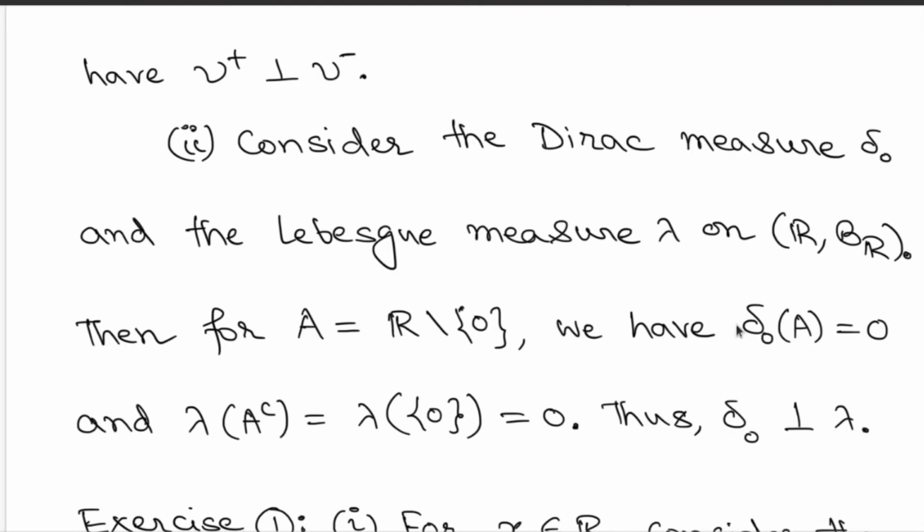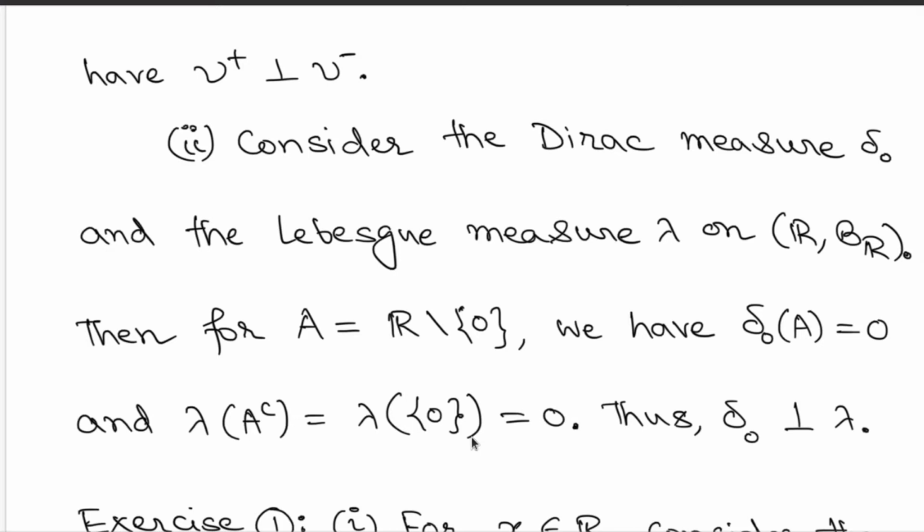Now let us see a more explicit example of mutually singular measures. Consider these two measures on the real line. The first one is the Dirac measure supported at the point 0. The other one is the Lebesgue measure. Consider this set capital A, which is the non-zero part of the real line, the complement of the singleton set {0}. Here we get that delta 0 assigns 0 mass to this set, but on the complement of A, lambda assigns 0 mass, because the Lebesgue measure assigns 0 mass to all singleton sets.